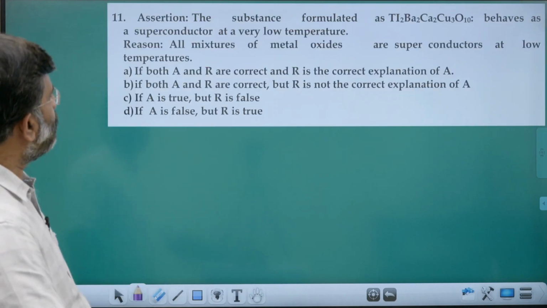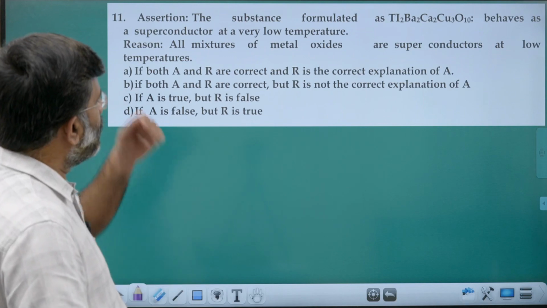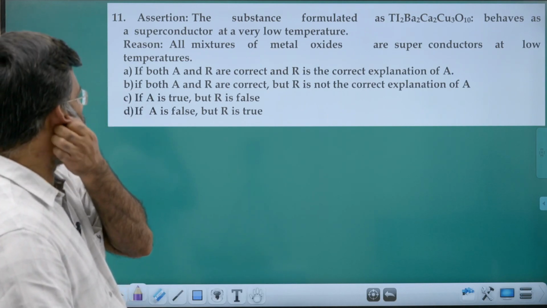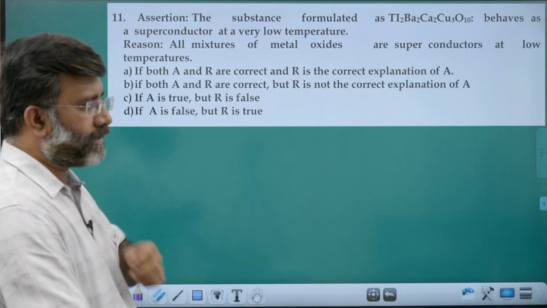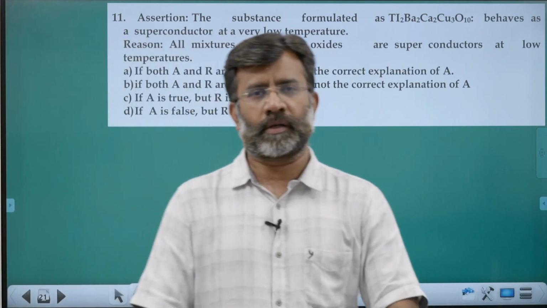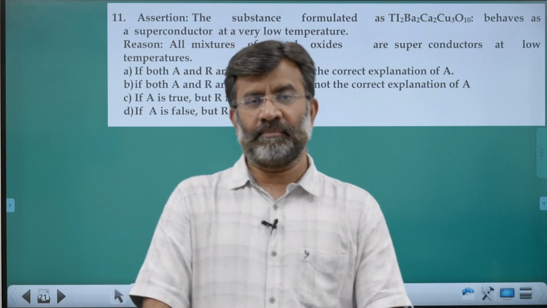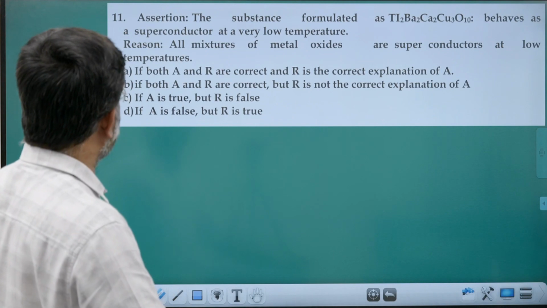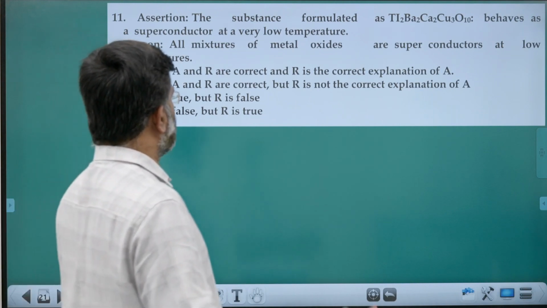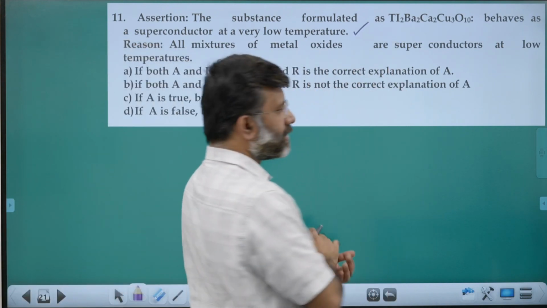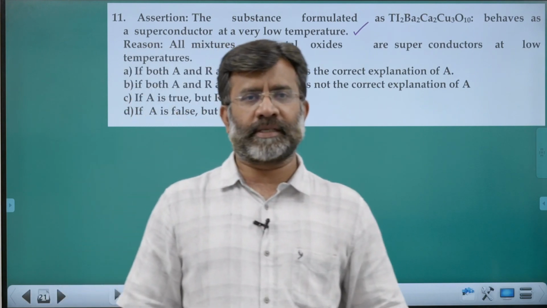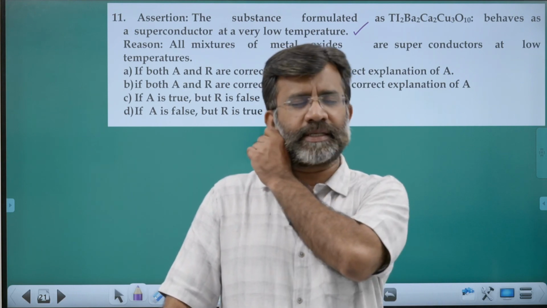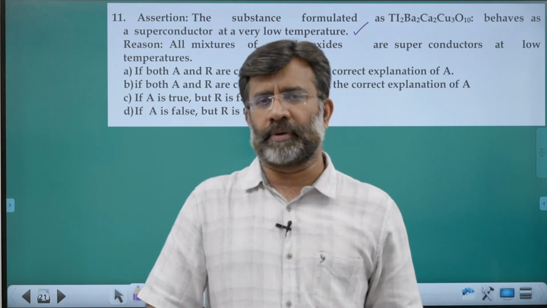The substance formulated as Tl2Ba2Ca2Cu3O10 is a mixed oxide. Hope you simply understand. It behaves as a superconductor at a very low temperature. Exactly. There are several such mixed oxides which can act as superconducting materials at low temperatures.